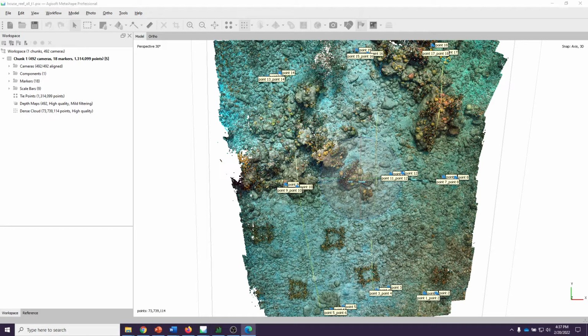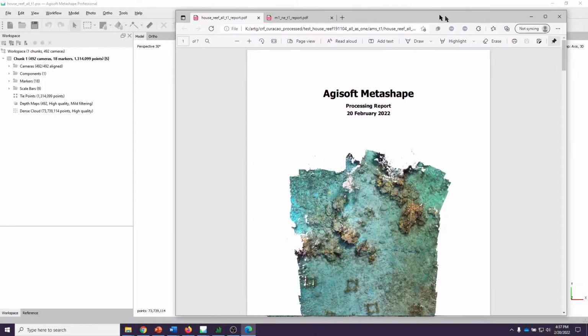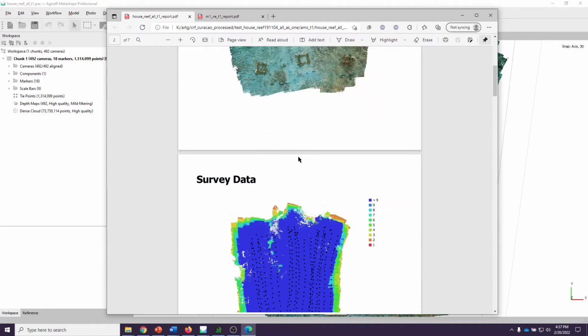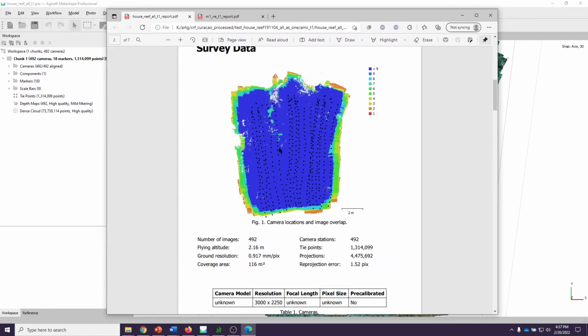So if we run the project report for this data set, you can see, again, from this, that the swimming pattern was in one direction only. But actually, there were a lot of views for all the points. You can see over 9 views for almost every point in this scene. So this is what I mean. Coverage is not the problem for this data set.